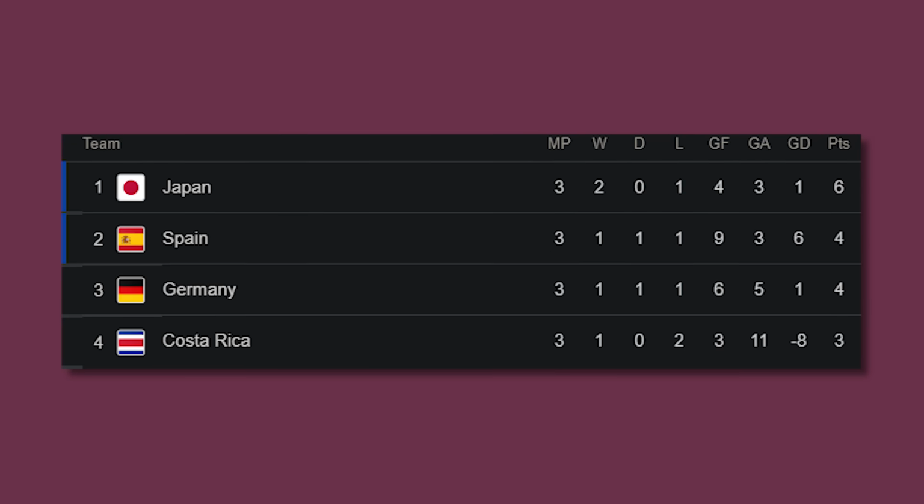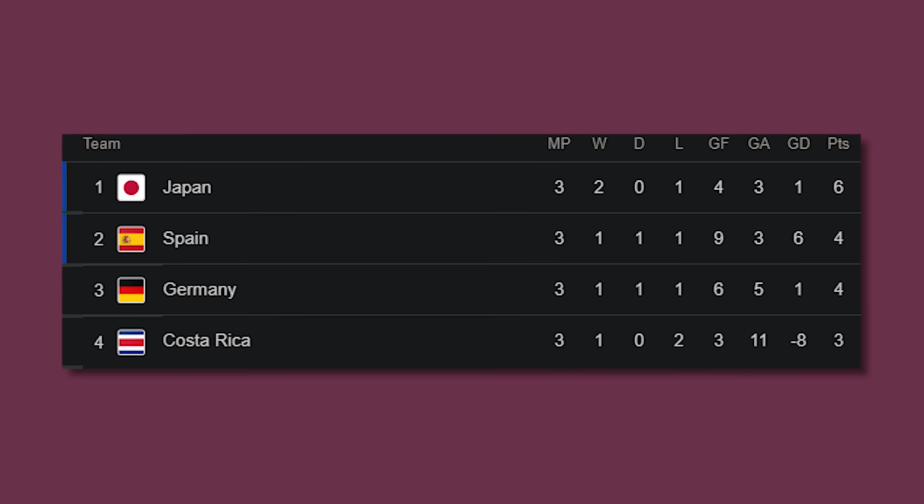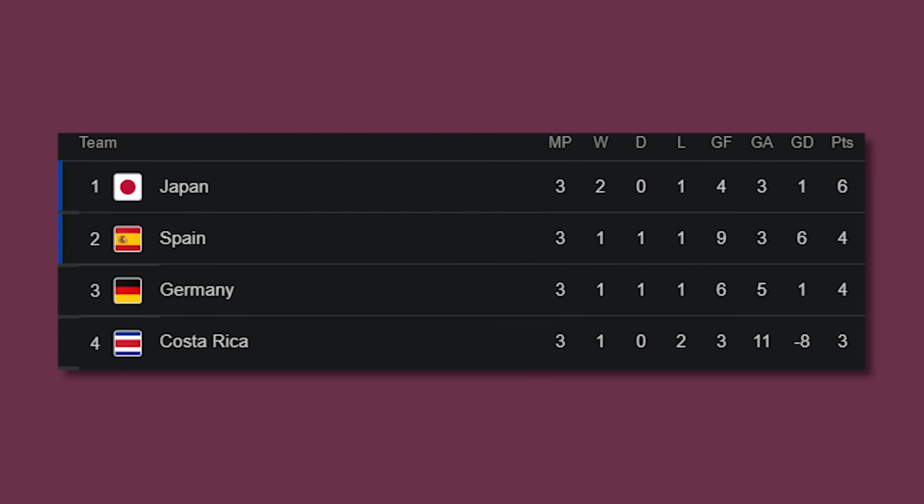But with yet another incredible result, the Japanese win Group E and will play Croatia in the last 16, hoping that this time they can reach the quarters for the first time ever. Bravo! Spain end up runners-up and will face Morocco in the last 16. Germany finished 3rd and for a second straight tournament, crash out. As for Costa Rica, many counted them out after a 7-0 loss, but even after, they showed incredible fight.